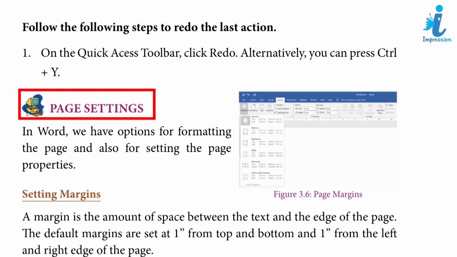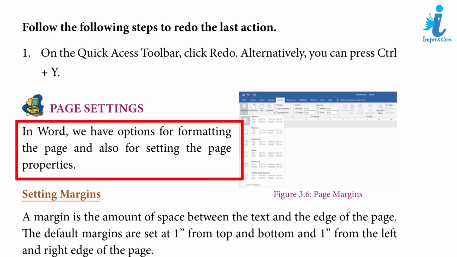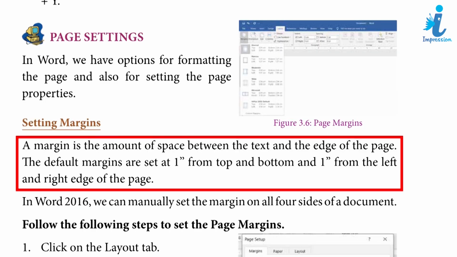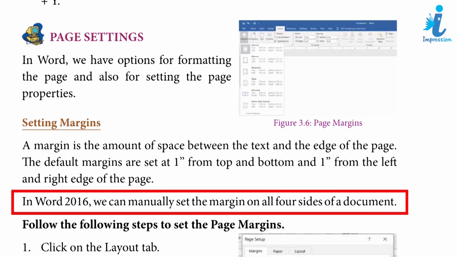Page Settings. In Word, we have options for formatting the page and also for setting the page properties. Setting margins. A margin is the amount of space between the text and the edge of the page. The default margins are set at 1 inch from the top and bottom and 1 inch from the left and right edge of the page. In Word 2016, we can manually set the margin on all 4 sides of the document.